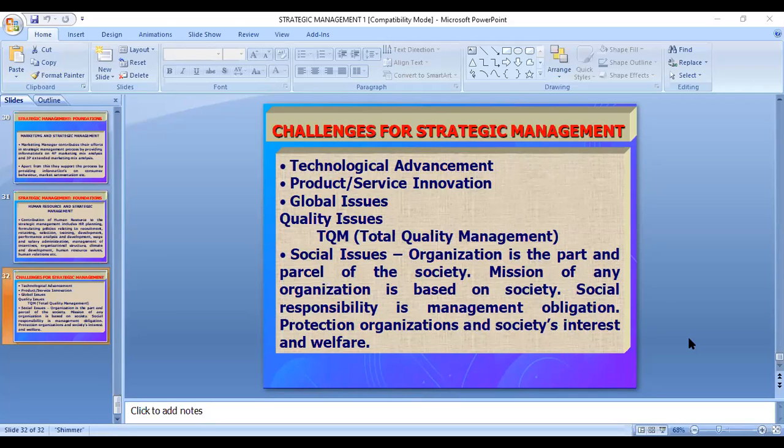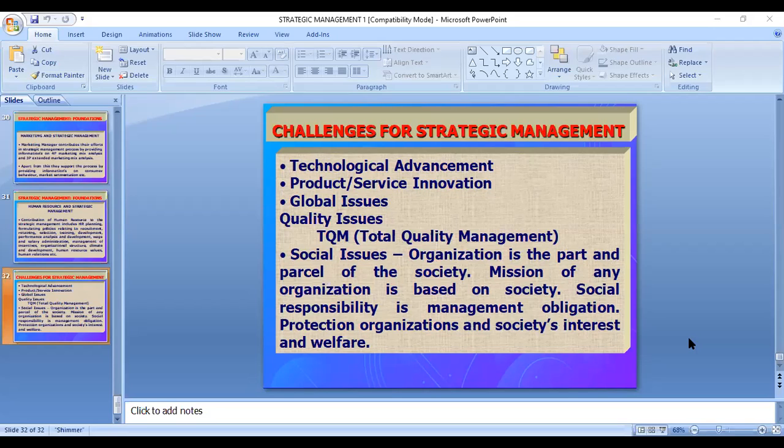We have seen that now Bank of Maharashtra and State Bank of India have international operations. Earlier, it was very difficult for them to go into the international market. But now State Bank of India and Bank of Maharashtra are operating worldwide. That is globalization. Quality issues: total quality management. Social issues. TQM is a practice in operations management. Total quality management is a tool for what? Maintaining quality.